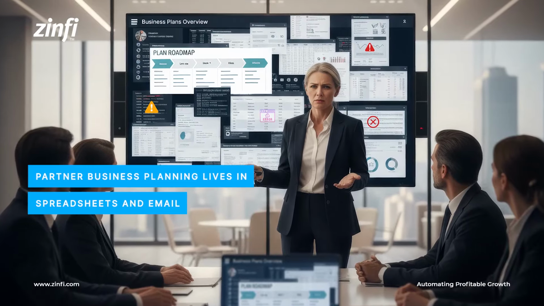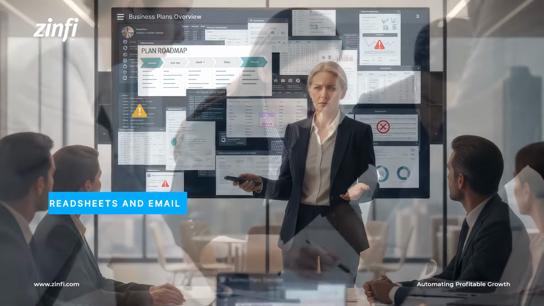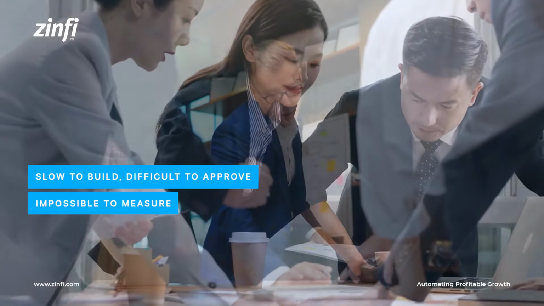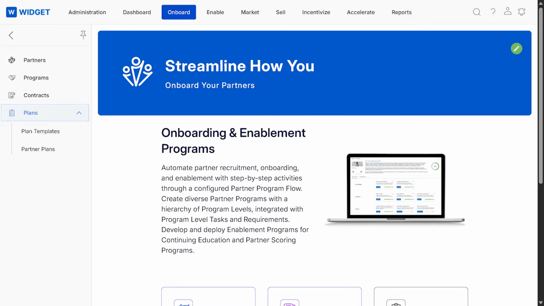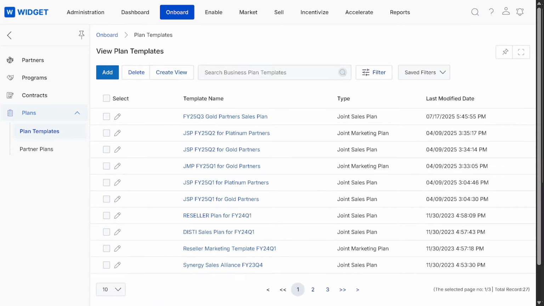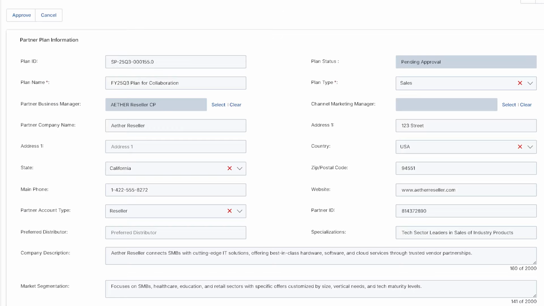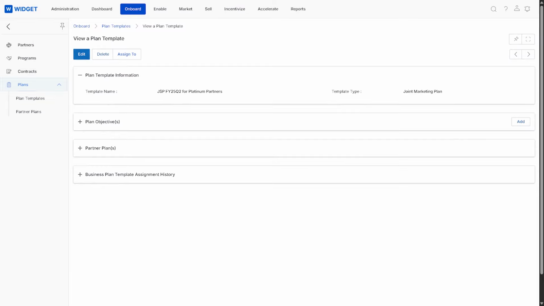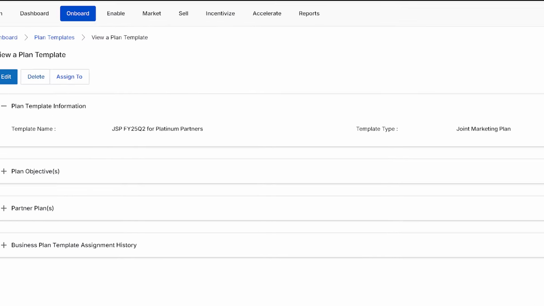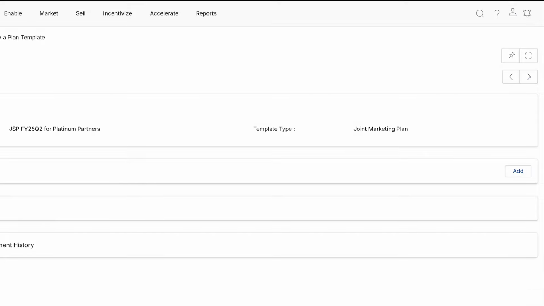Partner business planning often lives in spreadsheets and email threads, slow to build, difficult to approve, and nearly impossible to measure. ZINFI Business Plans standardizes partner planning with reusable templates, guided partner submissions, governed approvals, and admin-only analytics, all in one system. Admins start by creating plan templates for specific partner tiers and plan types, like a joint marketing plan.